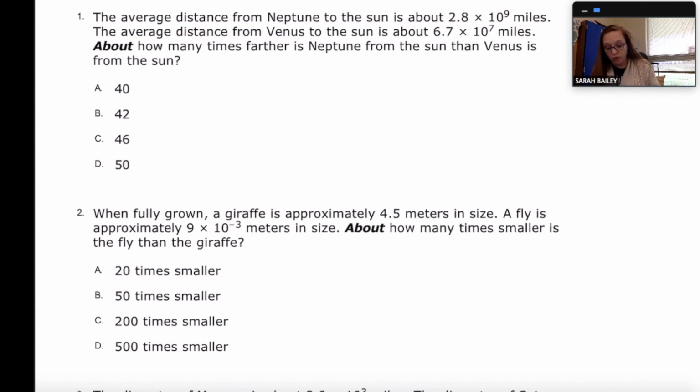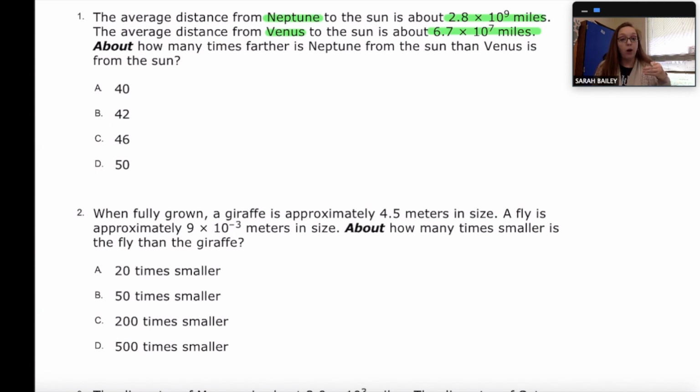So we've got two numbers in scientific notation. We've got Neptune and Neptune's distance, and then we have Venus and Venus's distance. As I was looking at these, we can tell that Venus is not as far from the Sun as Neptune. Hopefully we already know that from science class, but we can also see Neptune is 10 to the 9th power, and Venus is only 10 to the 7th power. So we know that Neptune is farther. So how many times farther is Neptune than Venus?